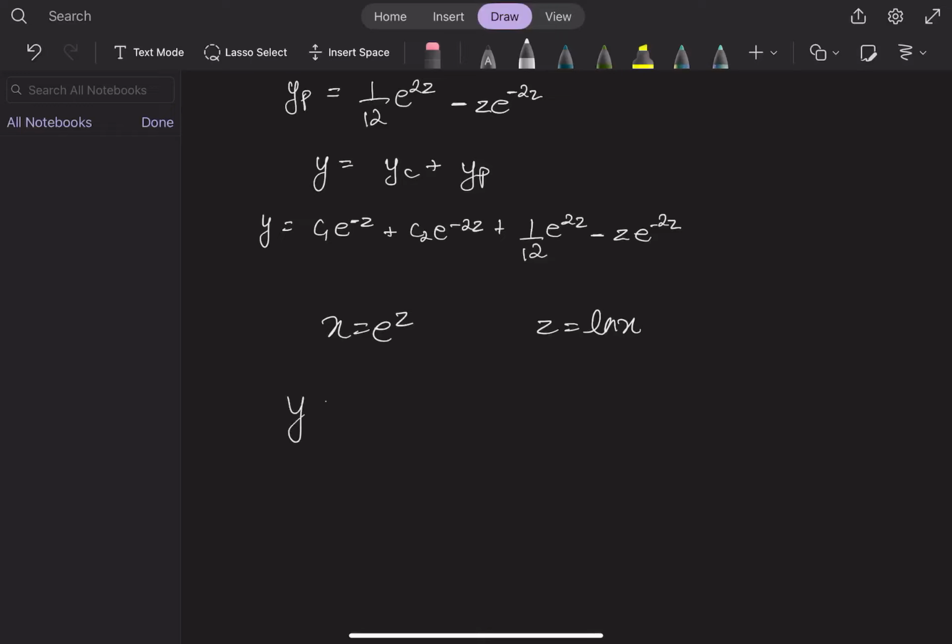So y is equal to c1 x raised to minus 1 plus c2 x raised to minus 2 plus x squared by 12 minus ln x multiplied by x raised to minus 2. So this is your final answer.